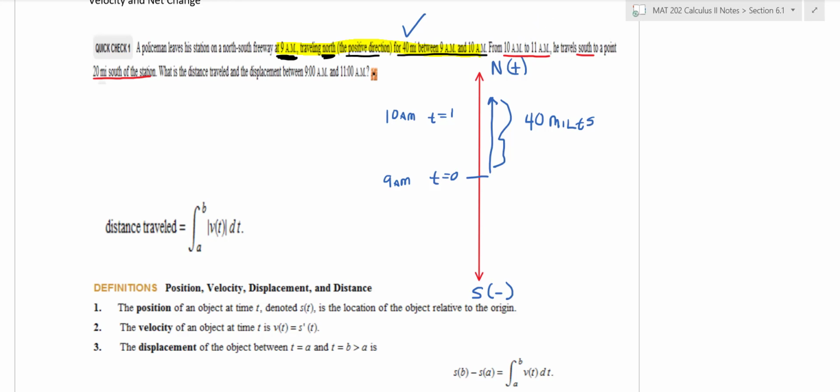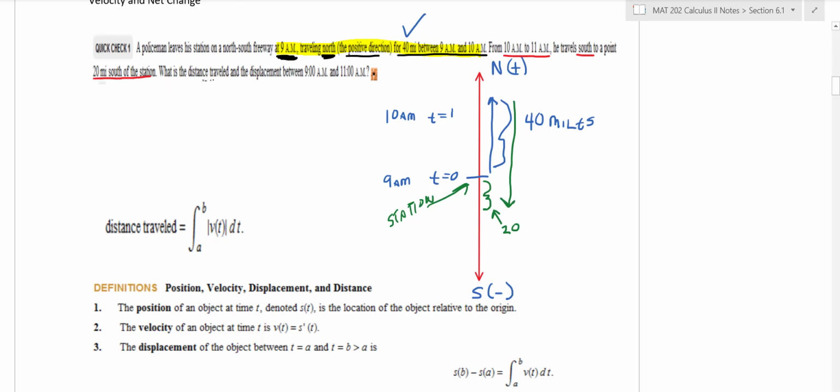Then the next thing is from 10 to 11, he travels to a point that's 20 miles south of the station. So here's the station, right there. That just means you're going to go from here, turn directions, and go here. And this little piece right here is what we're going to find. We go 20 miles south of the station. So that part in blue is 40. This little piece here is going to be 20 south of that. So here's basically what we do.